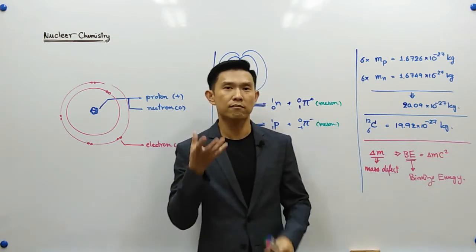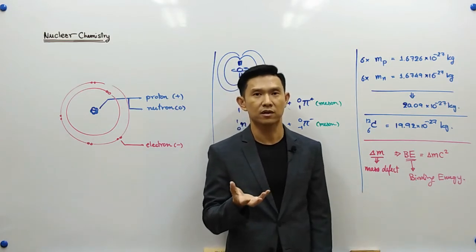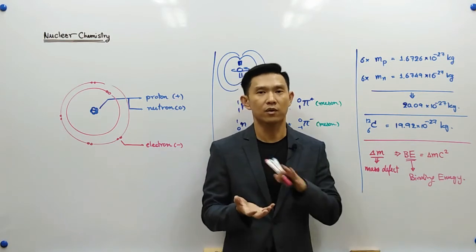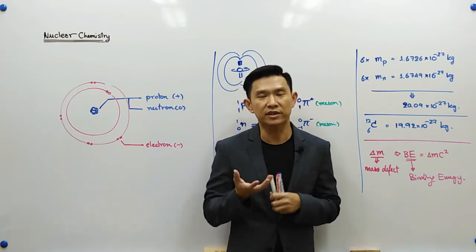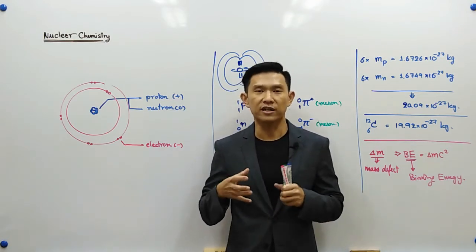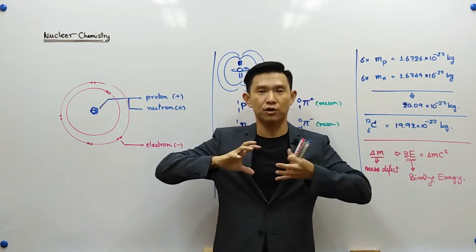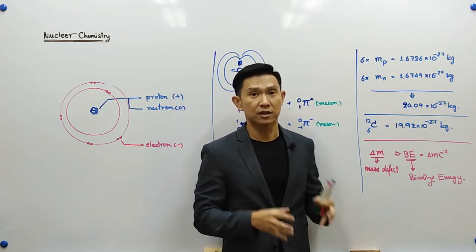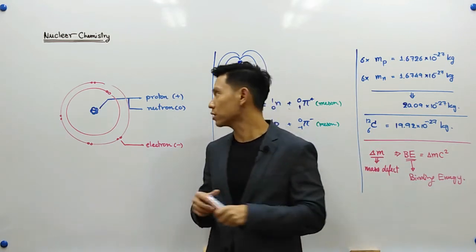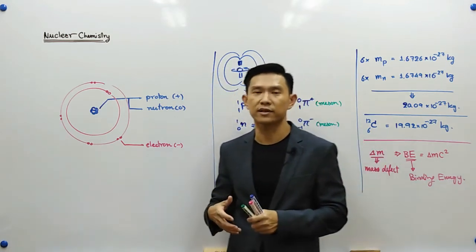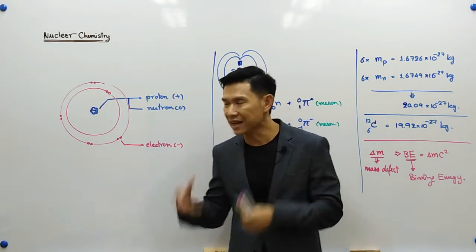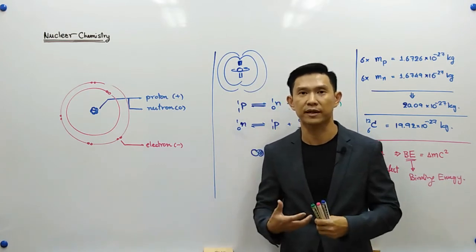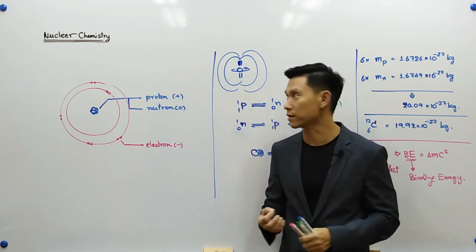So if you think about 1 mole of carbon atoms, you have to multiply this up with Avogadro's number. So you can see that the amount of energy required to fix all the protons and neutrons together in carbon-12 is so huge. And this is why we're trying to take this kind of energy out and use it for some applications. This is how important nuclear chemistry is.